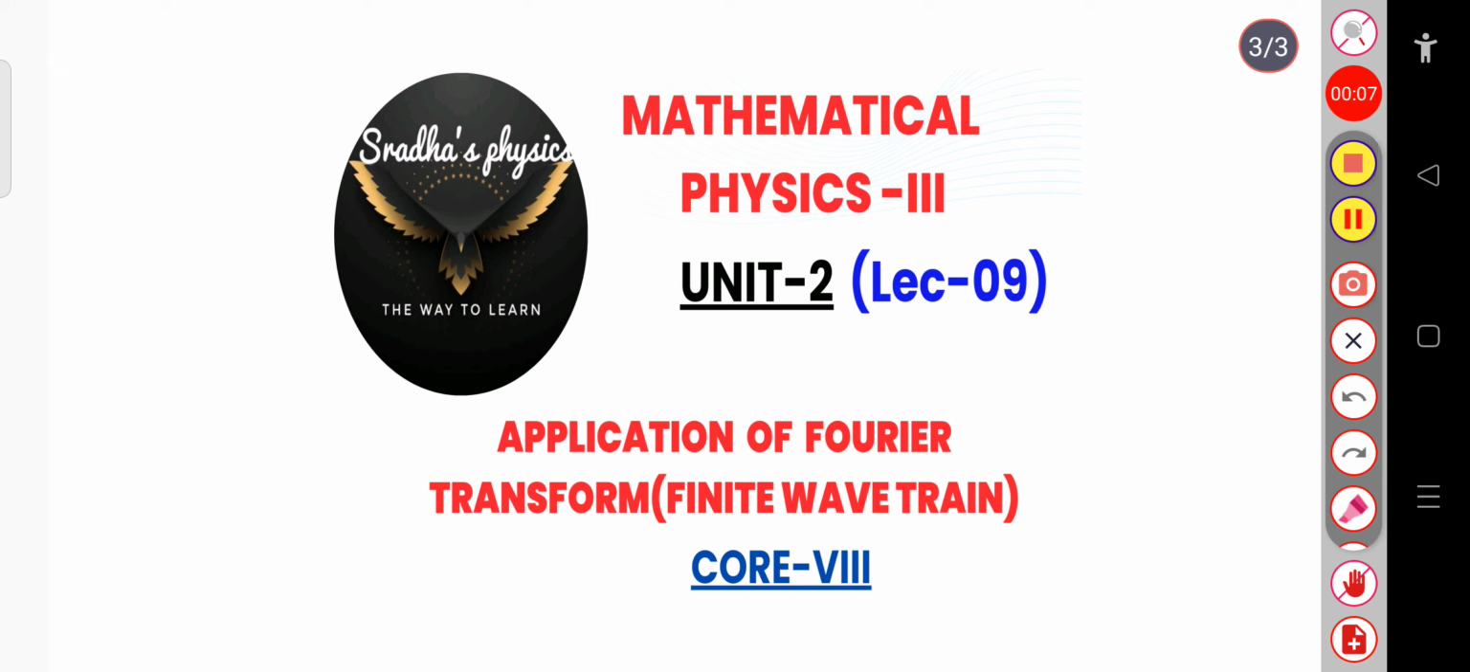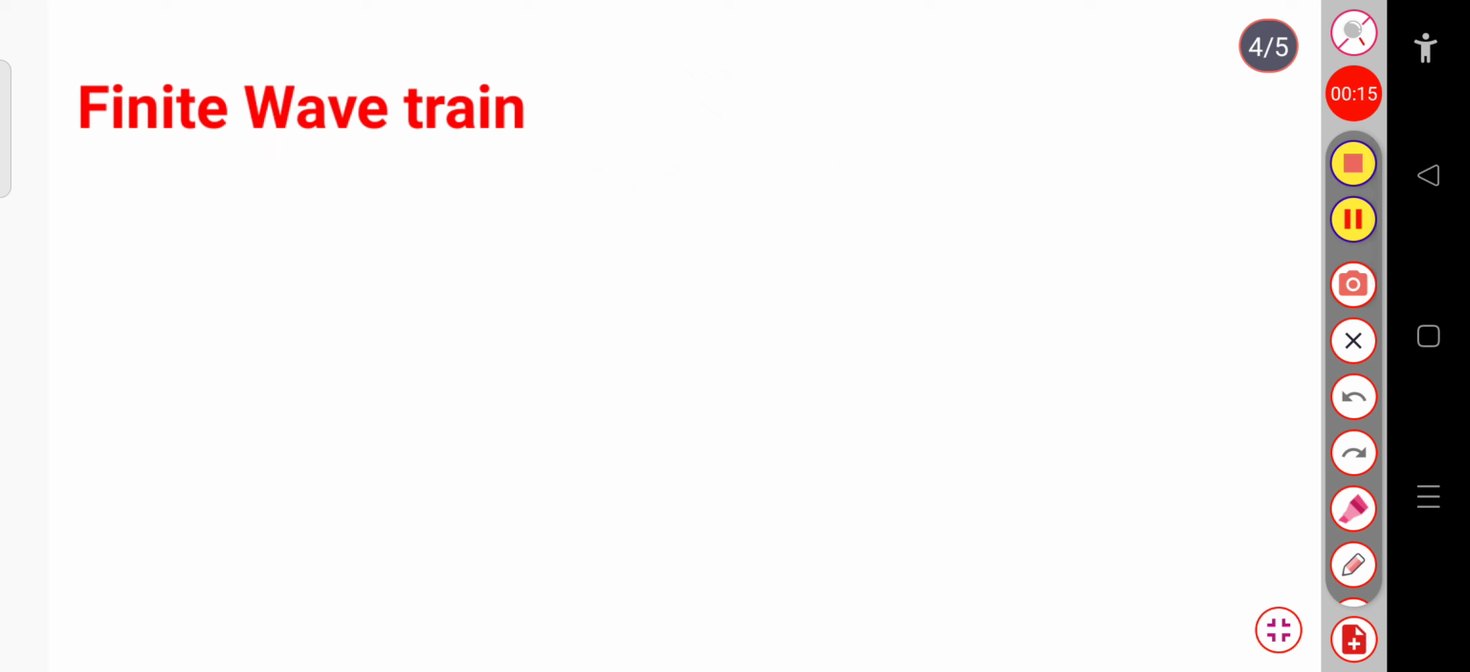Today we will see the application of the Fourier transform. That is, today we will see about the finite wave train. So let us start with the finite wave train. This wave train basically, we can say that this is a pulse, or a finite wave pulse. This is an important application of the Fourier transform. So today we will see the resolution of this finite pulse into sinusoidal waves. Its application can be seen in digital electronics.